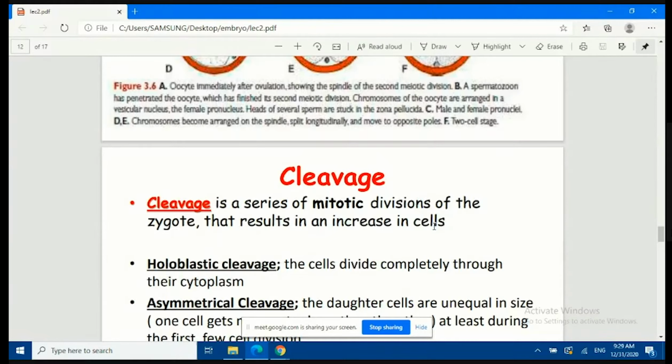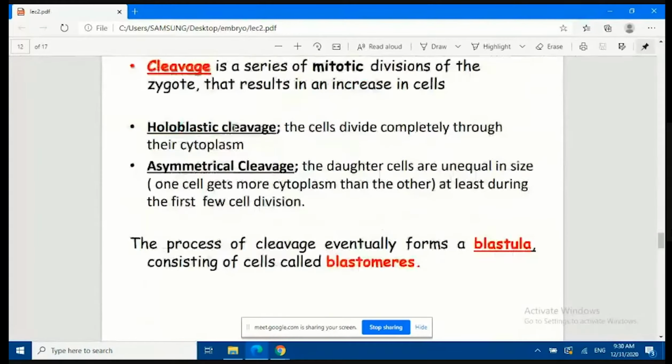Why? Because whenever we have divisions, we will have specialized cells. And these specialized cells will give rise to specialized tissues, and the last will form the organs that are functional in the fetus body. Okay, so the cleavage in the human fetus, or let's say in the human embryo, has its own characteristics.